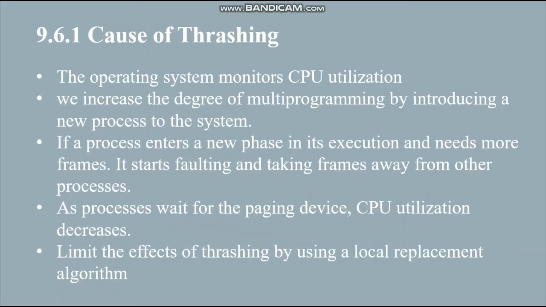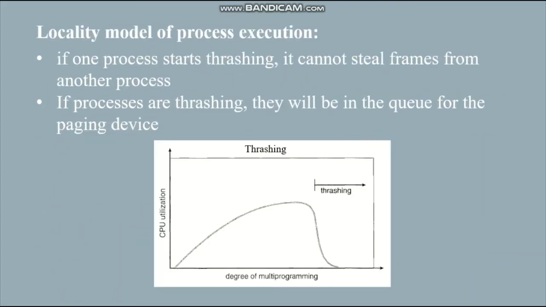We can limit the effects of thrashing by using a local replacement algorithm or priority replacement algorithm. With local replacement, if one process starts thrashing, it cannot steal frames from another process. If processes are thrashing, they will be in the queue for the paging device. The average service time for a page fault will increase because of the longer average queue for the paging device. Thus, the effective access time will increase even for a process that is not thrashing.